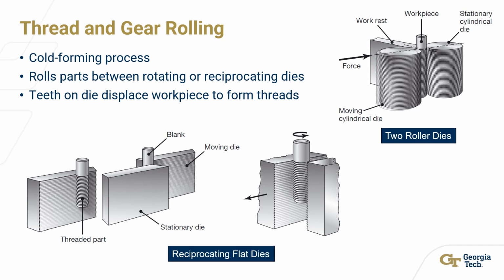Thread rolling is an important process because of how widely it is used in the manufacturing of basically all externally threaded parts. The threads it forms are superior to machined threads in terms of strength, fatigue, and the amount of material required.